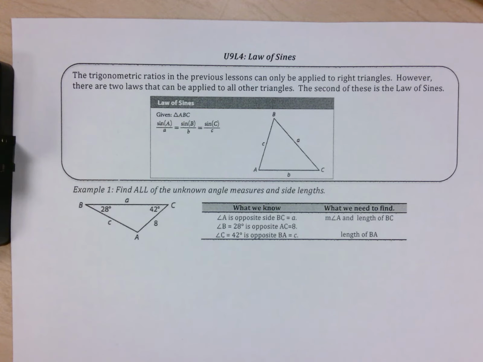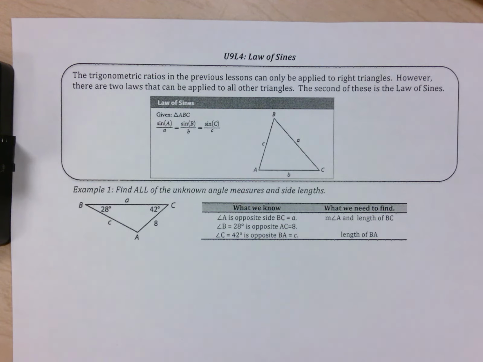This is Unit 9, Lesson 4, Law of Sines. There are two laws that we use when we are solving triangles that are not right triangles. One of them is the law of cosines, which is in Lesson 3, and the other is the law of sines, which is in today's lesson. Law of sines is a lot simpler than law of cosines, I believe personally, because the formula for that is so much easier.